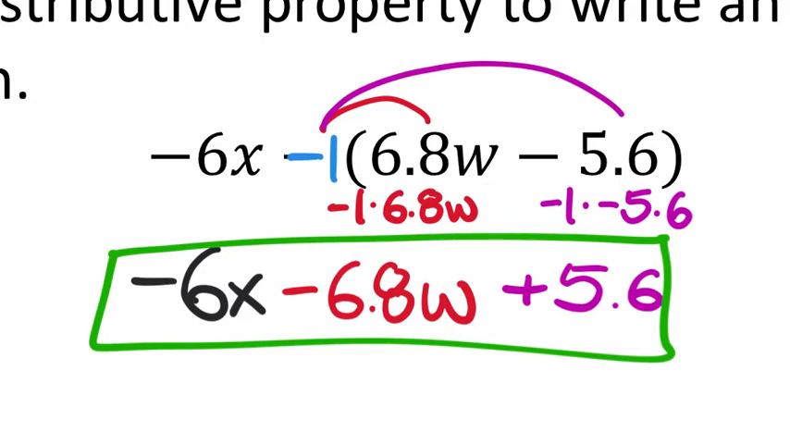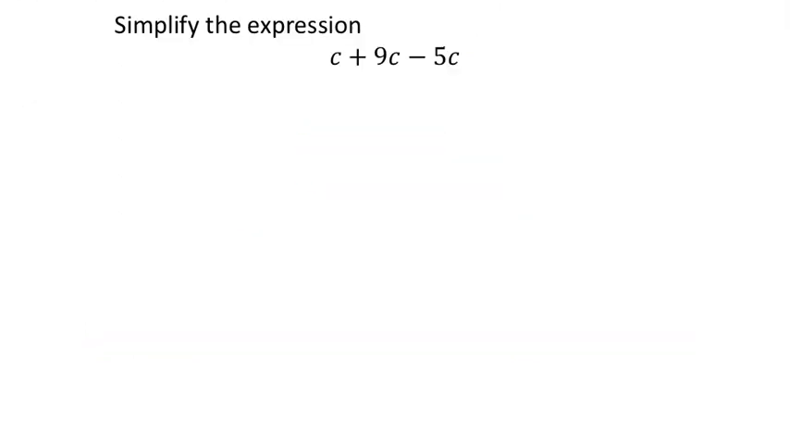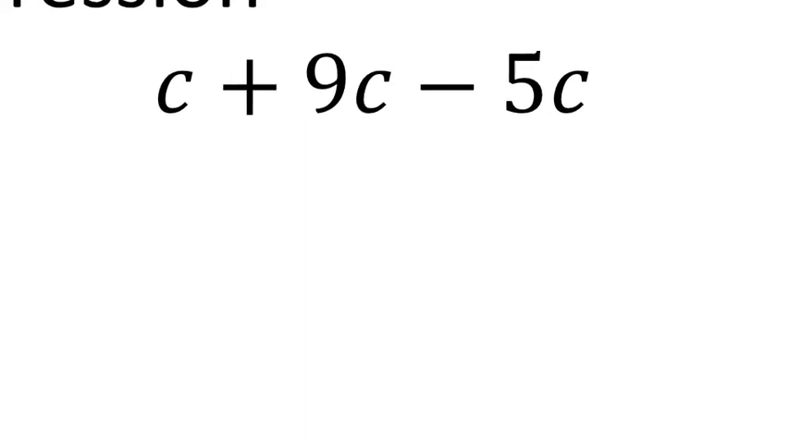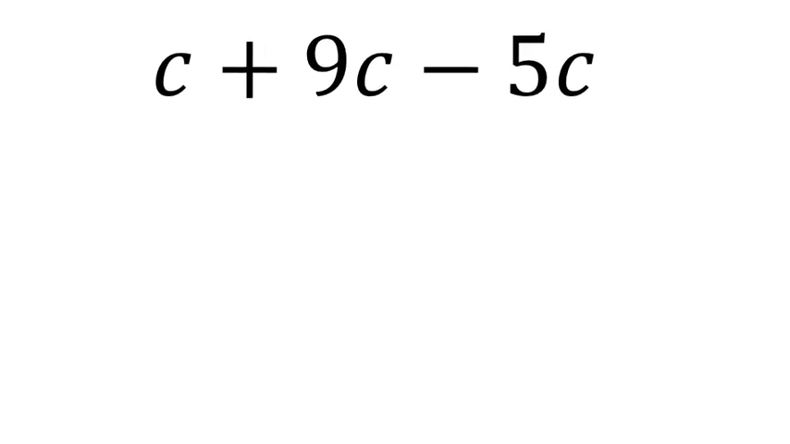Now these types tend to cause a lot of problems with students on tests and things. You just need to remember that you are distributing a -1 right here. All right, how about simplifying this expression? This one, we don't see any distribution. We're just going to simplify it.